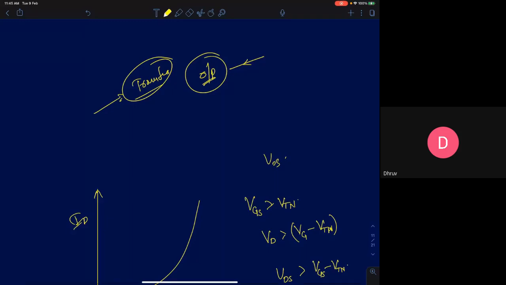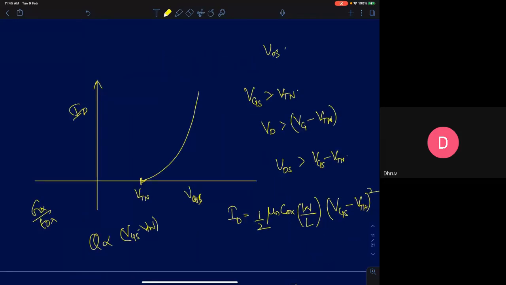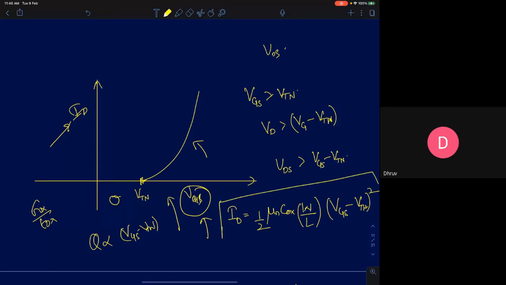Okay, so this is your transfer characteristics, which is the output current versus the input voltage. The output current is the drain current versus VGS. For VGS less than VTN, the drain current is 0. For VGS greater than VTN, your drain current has a square law dependence. The equation is given by half mu n Cox W by L into (VGS minus VTN) the whole square. VTN is the threshold voltage of your MOSFET.